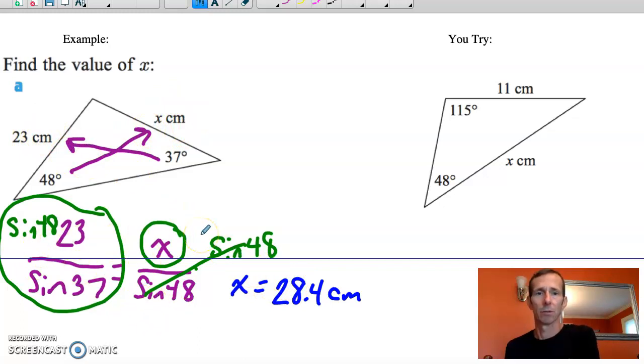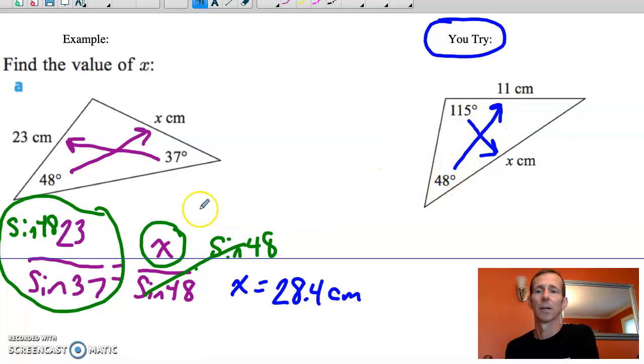All right, so now we're going to come up here again, like we did on our other notes, and you are going to try this on your own, and you're going to check your answer. Again, we're good to go because the side that I'm missing is across from an angle I know. The side I have is across from an angle I know. So set up your proportion and solve. I'm going to pause the video.